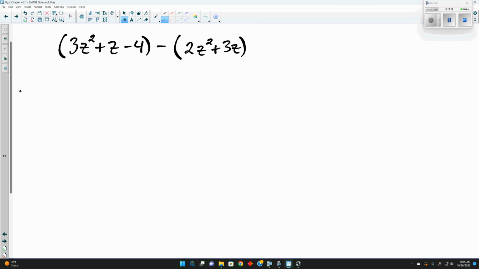It can do a whole lot of stuff for us. Now, with this here, there is one main difference between this and addition. Well, obviously, we're subtracting. But what we have to do is apply that negative to everything in the second set of parentheses. So the first set is going to stay the same. But in the second set, instead of having positive 2z squared, we're going to have negative 2z squared. Instead of positive 3z, we have negative 3z because we're subtracting it from the first.